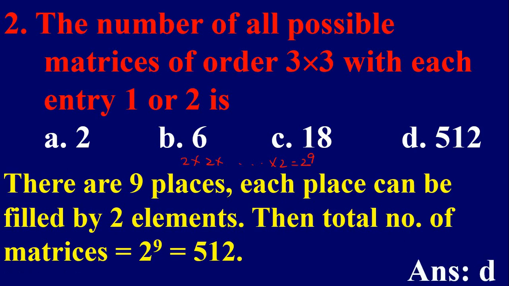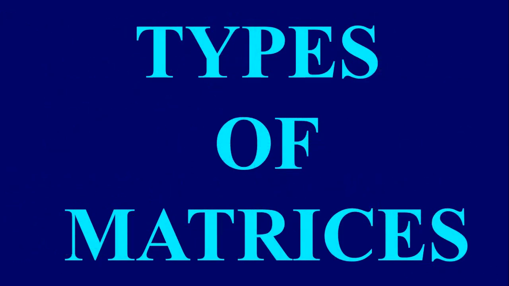So therefore here we can form 9 1-2 matrices with each entry 1, or with 3 by 3 matrix we can form 512 matrices. So next we studied types of matrices.